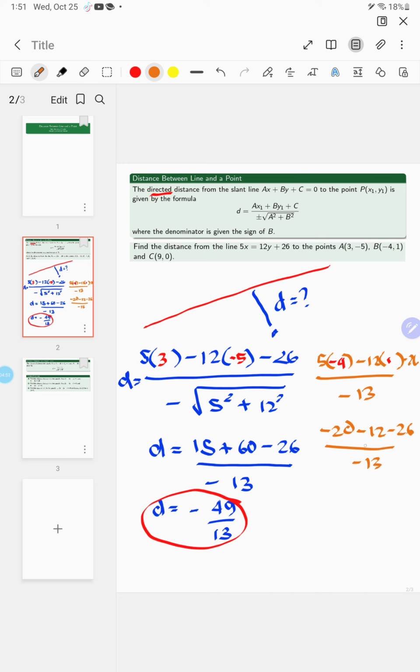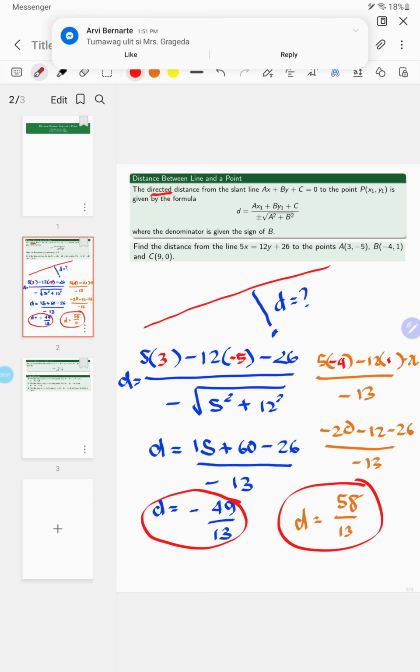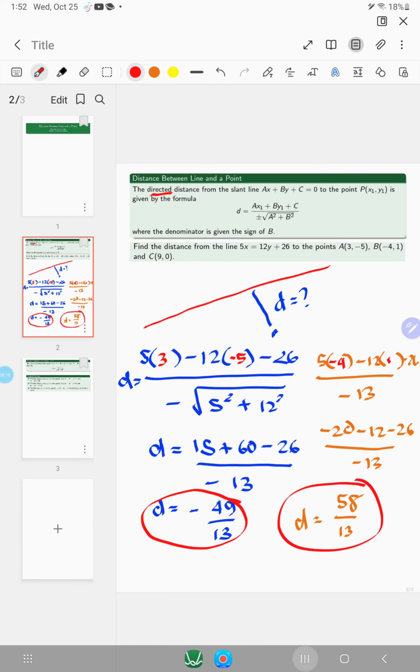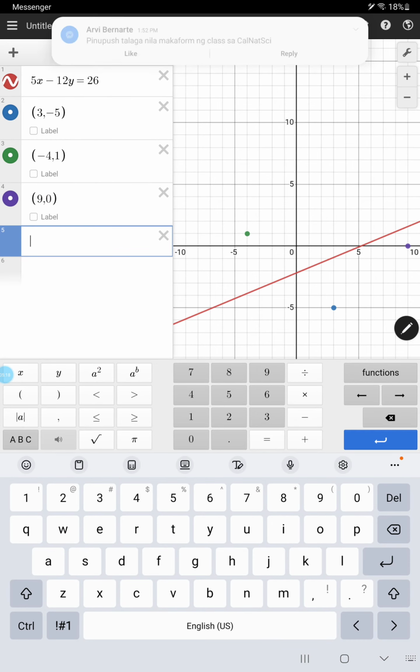Right? Negative 58 divided by negative 13. So that will be positive 58 over 13. So that's the distance. There you go. So that verifies our claim earlier. This means if the distance computed is positive, the point lies above the line. And that's shown in this graph.